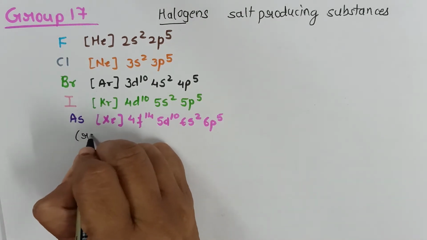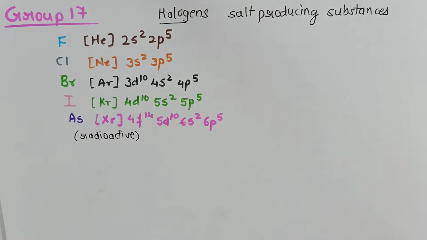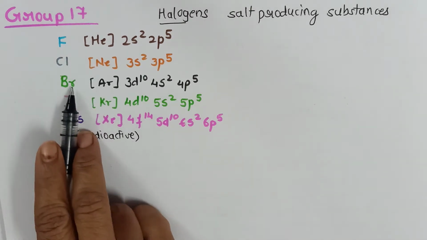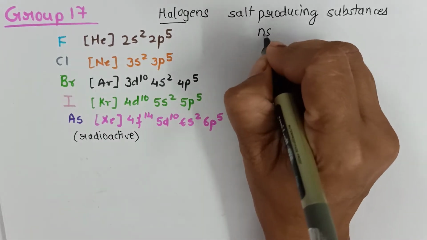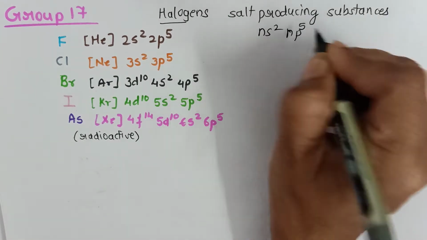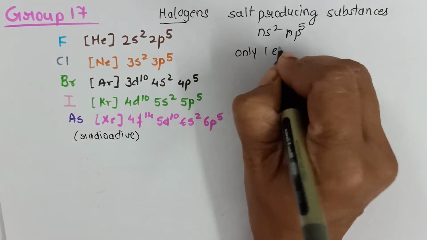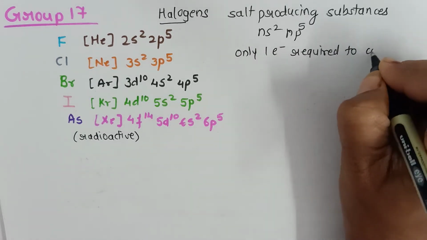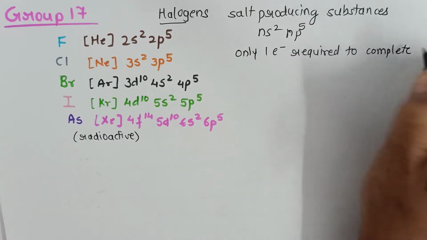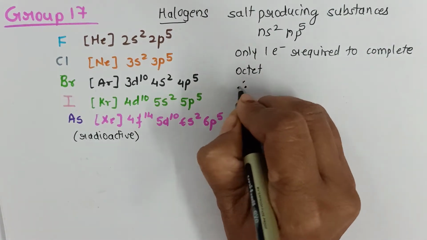Astatine is a radioactive element and the other elements are most commonly known: fluorine, chlorine, bromine and iodine. They have the general configuration ns2np5, so they require only one electron to complete the octet, and therefore they are very reactive elements.